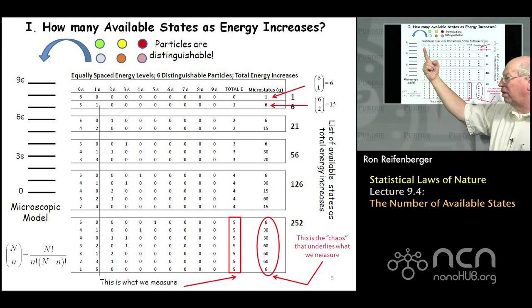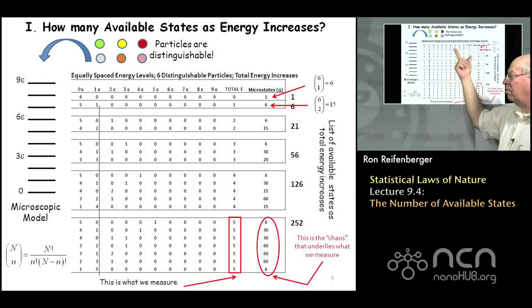I've got 6 particles in the 0 energy level. And the degeneracy, the number of ways I can arrange 6 particles in one energy level when all the particles are distinguishable, is 1. So that microstate has a degeneracy or a weight of unity.